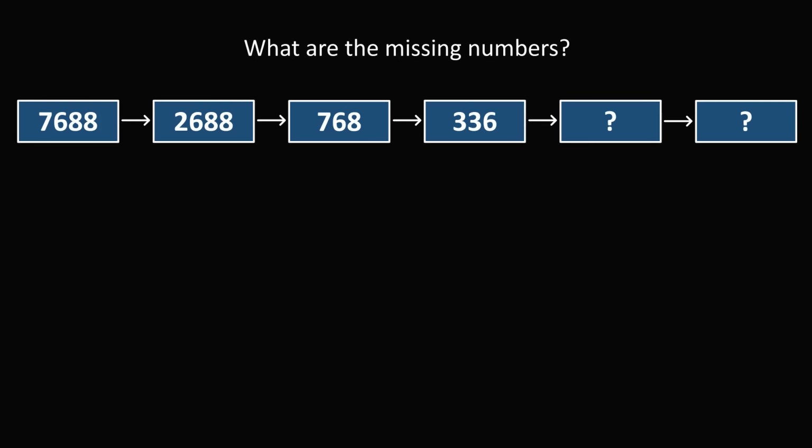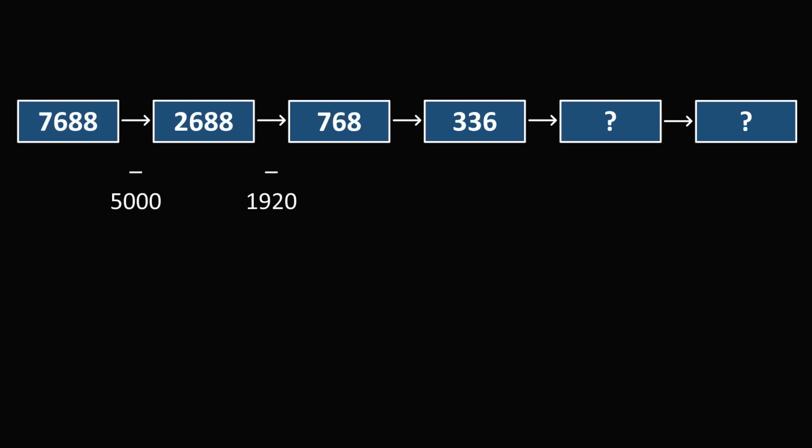So we essentially have a sequence of numbers. A good way to approach this problem is to consider the difference between consecutive numbers. So if we consider the first two numbers, they have a difference of 5,000. Then we have a difference of 1920 and a difference of 432. There's no obvious pattern in looking at the differences of consecutive numbers. So let's consider another way.